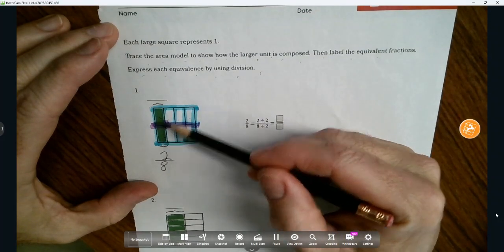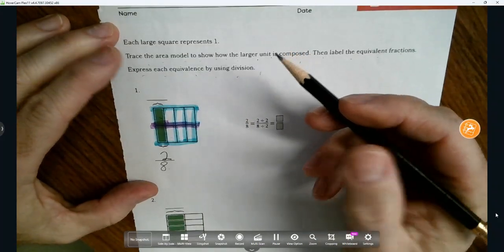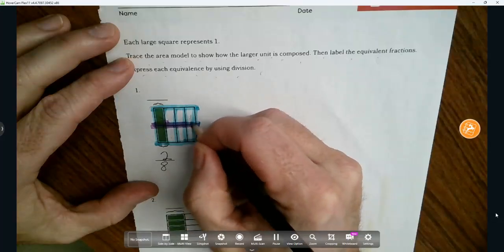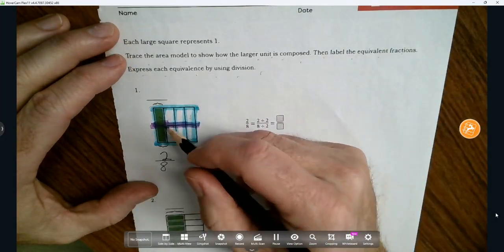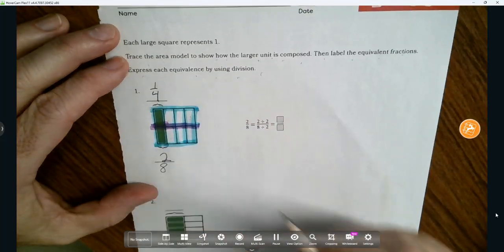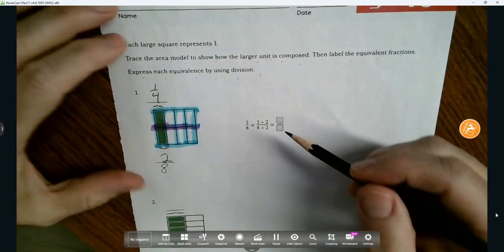So if that purplish line there disappears, how many sections do we have? We have 1, 2, 3, 4, right? This one would be 1/4, 1/4, 1/4, 1/4, because there's 4 of them. But how many of those are shaded in? Just one. So that would be 1/4. Okay, does that make sense? Can we see that?